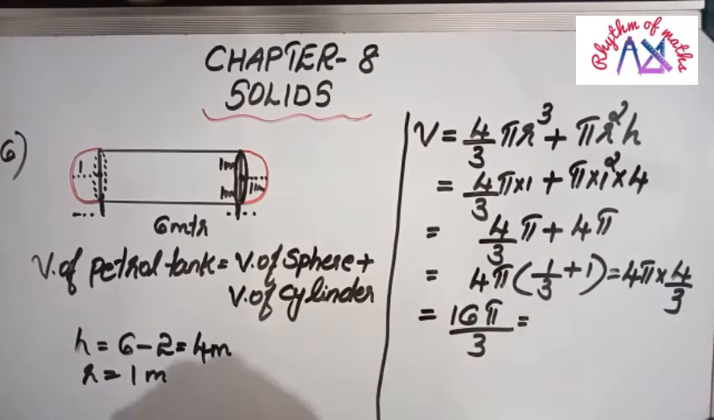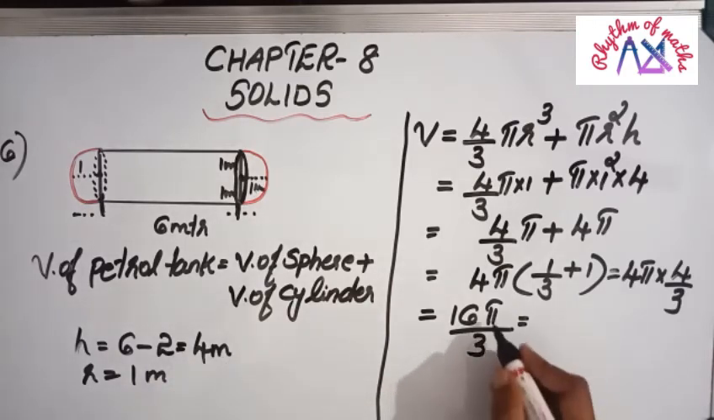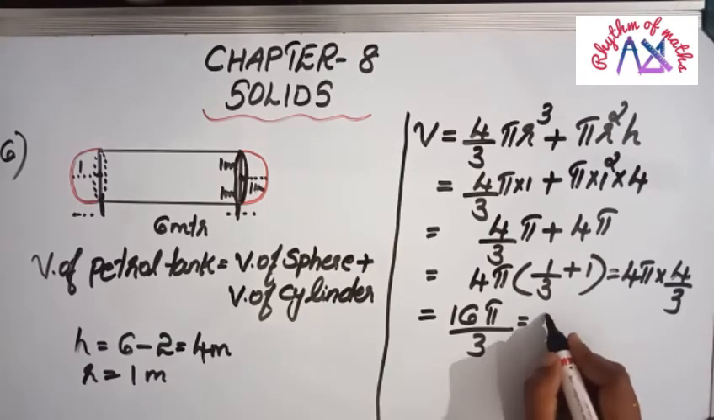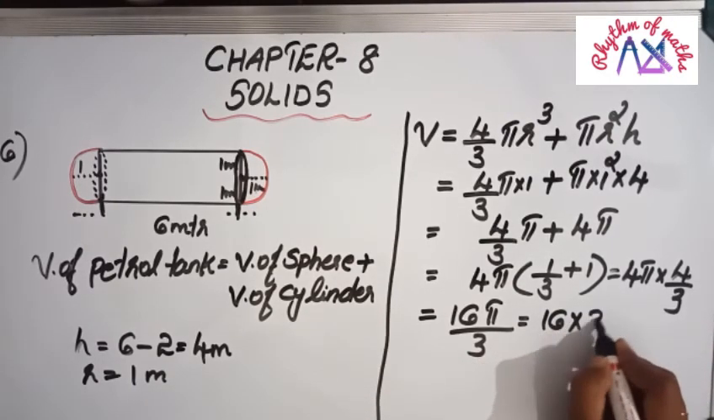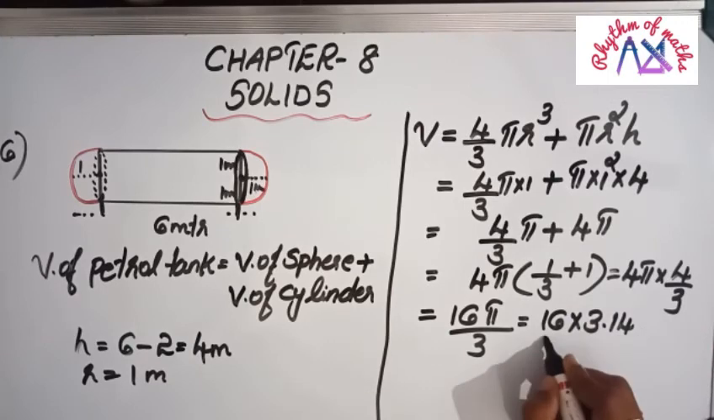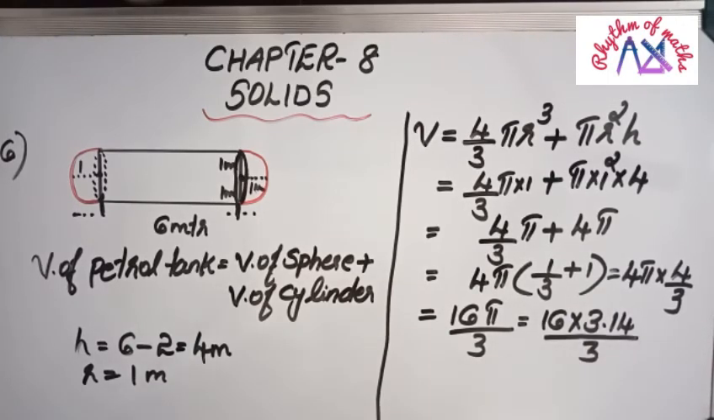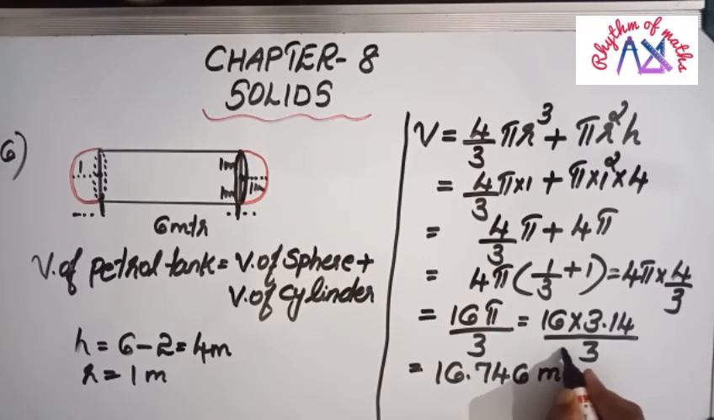Okay, 16 pi by 3. Now here we need to find it in liters. Otherwise we could stop here, but we have to find the final answer in liters. That means we have to apply the pi value. So 16 into the pi value 3.14, whole divided by 3. When you multiply this, you will get the answer as 16.746 meter cube. Okay, meter cube we got.